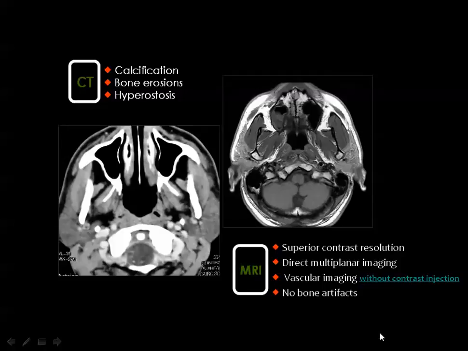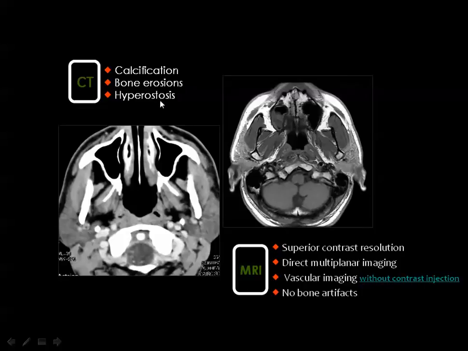What is the value of CT? CT, in my opinion, is good in delineating some of the anatomic details because of the accurate delineation of the bones. This is the ramus of the mandible, as you know, and this is the parapharyngeal space fat, and this is the pharynx. And CT is able to show calcium, and you know that MRI is not good for evaluation or for detection of calcium. CT can also show bone erosions and bone sclerosis or hyperostosis.